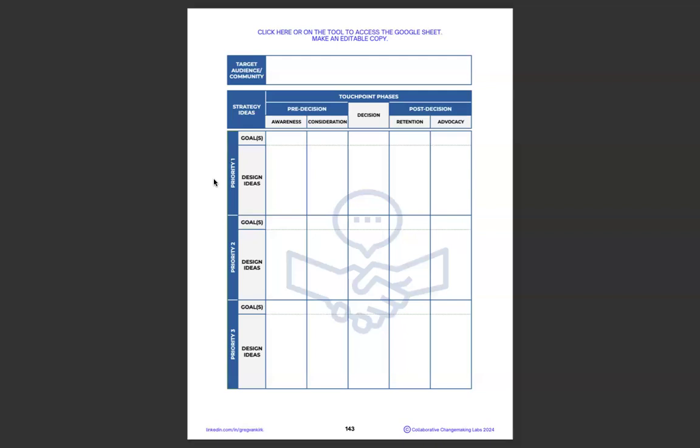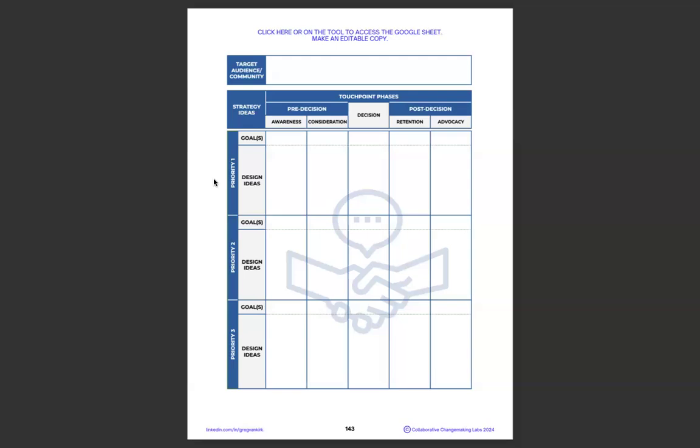And then we continue with decision. What is our goal? We want them to buy something. We want them to sign up for a program, for example. So what's our goal? Be specific. And then again, what are our design ideas? How are we going to make that possible? And then we have post-decision, right? Retention, the goal for retention, the goal for advocacy. And with each of those, what are our design ideas? So you want to build all of this out.